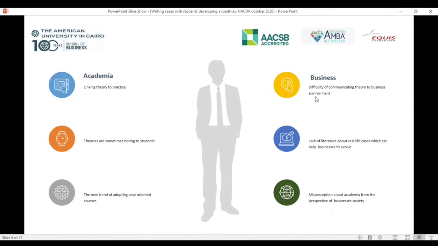On the other hand, we can find some problems that address the need of case studies for business. The difficulty of communicating theory to the business environment. Also, the lack of literature about real-life cases which can help business to evolve. All of these issues are extremely important. Also, the misperception about academia from the perspective of business society. So we need to match the business and the academia. I believe personally, and the American University in Cairo believes, that there must be some sort of an alignment between business and academia.